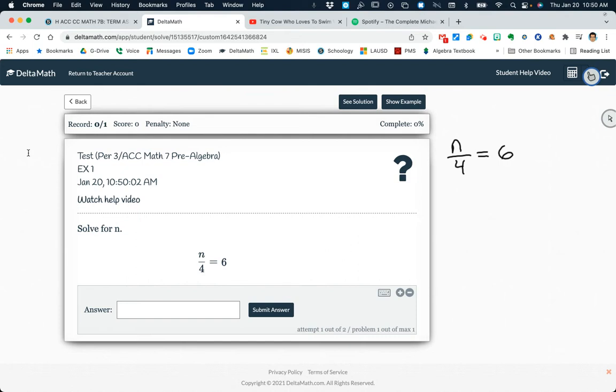Okay, so everyone write down n divided by 4 equals 6. So some number divided by 4 equals 6. We want to figure out what that number is.